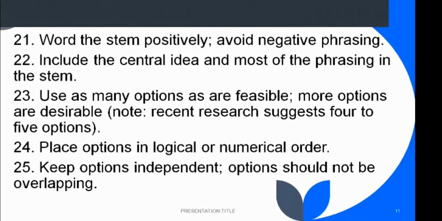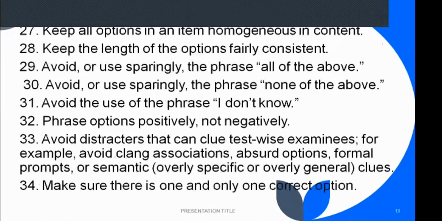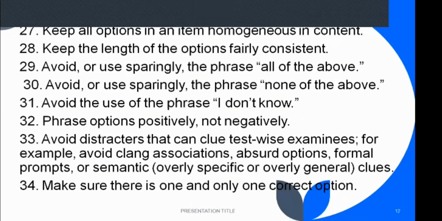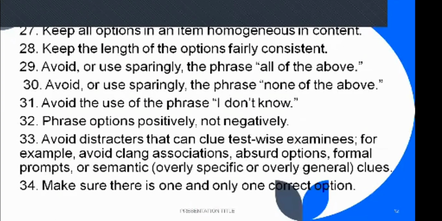So these are some general guidelines for multiple choice question, that is the test item writing. Keep all options in an item homogeneous in content. So when you are giving one question, the distractor should be of related concept. It should not be something very different and give them some clue. So it should be homogeneous in content. Select from the same content and from there you can have some distractors.